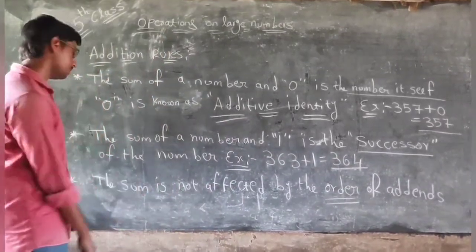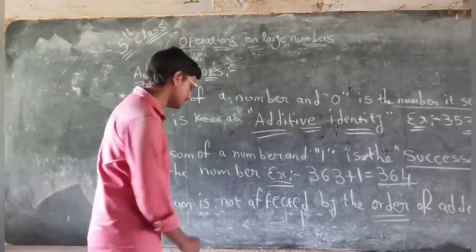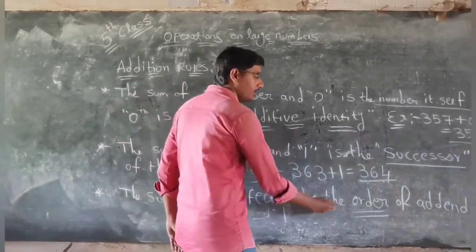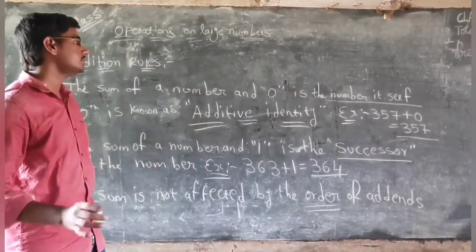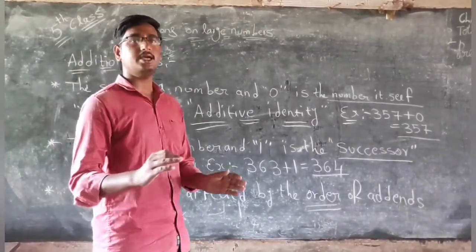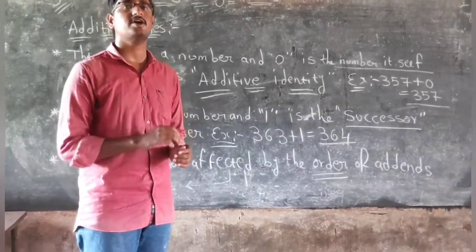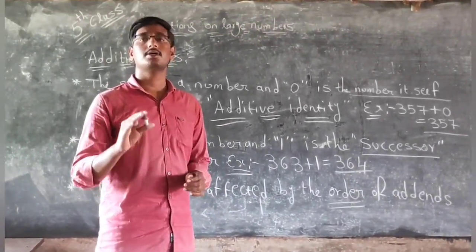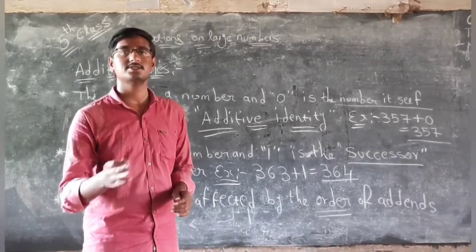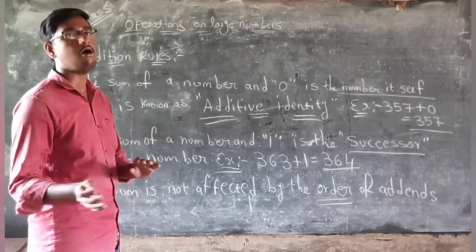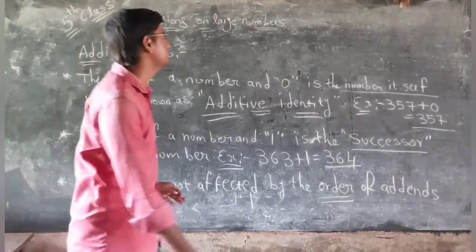Next, the third property: the sum is not affected by the order of addends. Students, tell me, 2 plus 3, what is the result? 5. 3 plus 2 is also 5. Next, 10 plus 2, what is the result? 12. 2 plus 10 is also 12. Here I changed the order of the addends, but the result does not change.